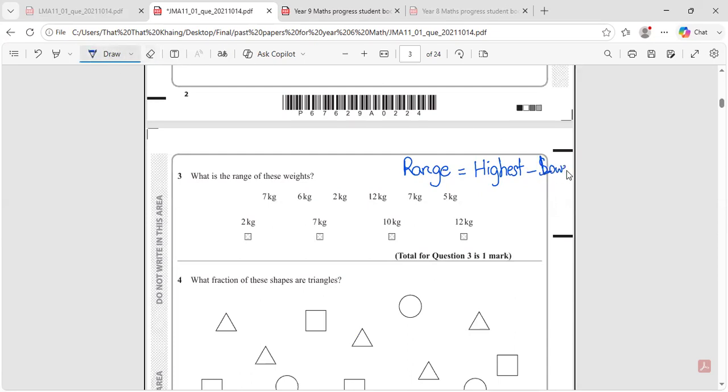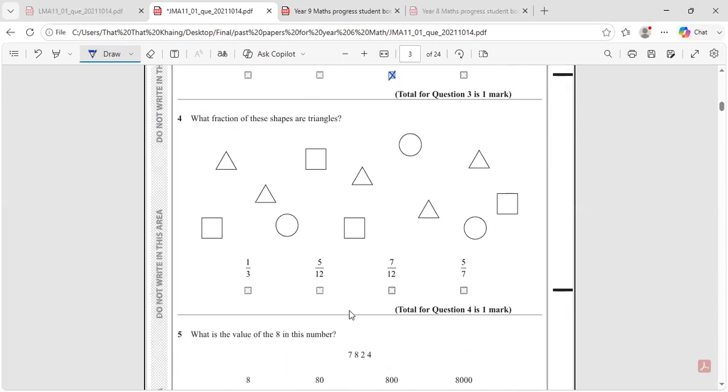Sorry, I will do it again. I find out the highest number, 12. Lowest number is 2. So 10 kg. 10 kg is the third option. Choose. For number 4, what fraction of these shapes are triangles?